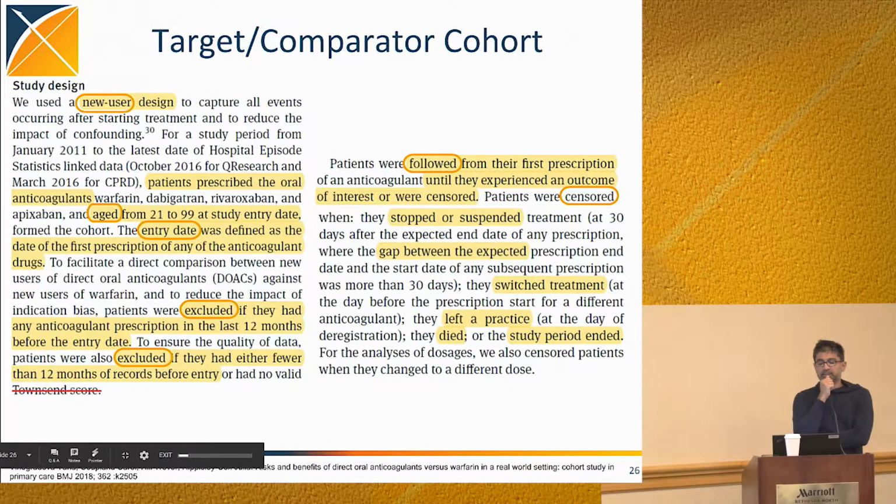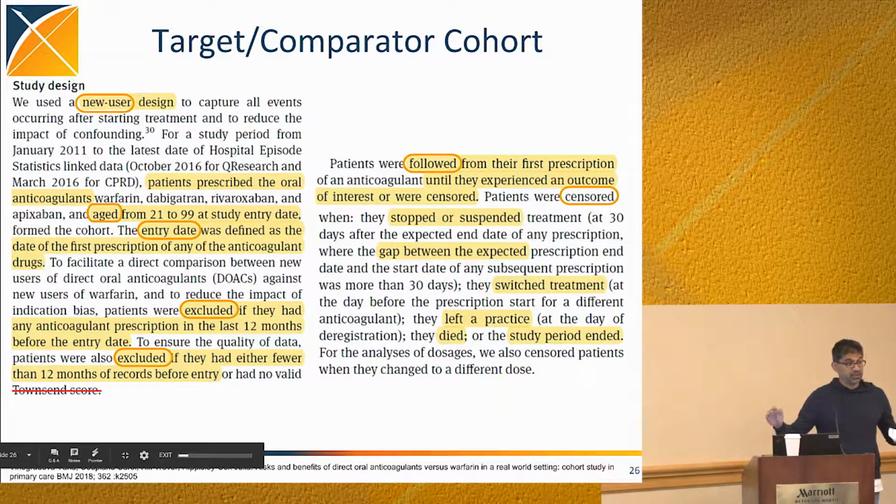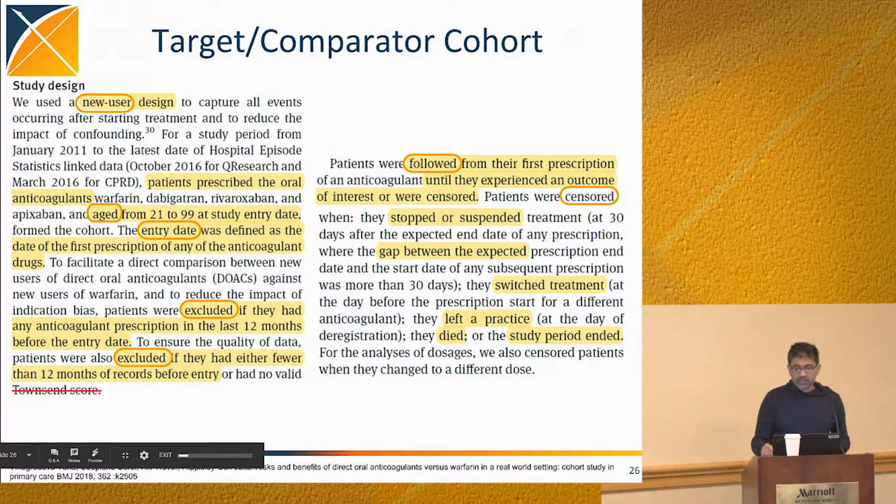They also did some rules for censoring. They said censoring is defined as they stopped or suspended the treatment. Suspended means they stopped taking the drug for 30 days. If there's a gap of 30 days, or they switched treatment. So if they switched from warfarin to apixaban or rivaroxaban to dabigatran, they are going to censor the patient on the date of switching. Or they left a practice, or they died. So these are some of the criteria that were used by the investigators to build the study.